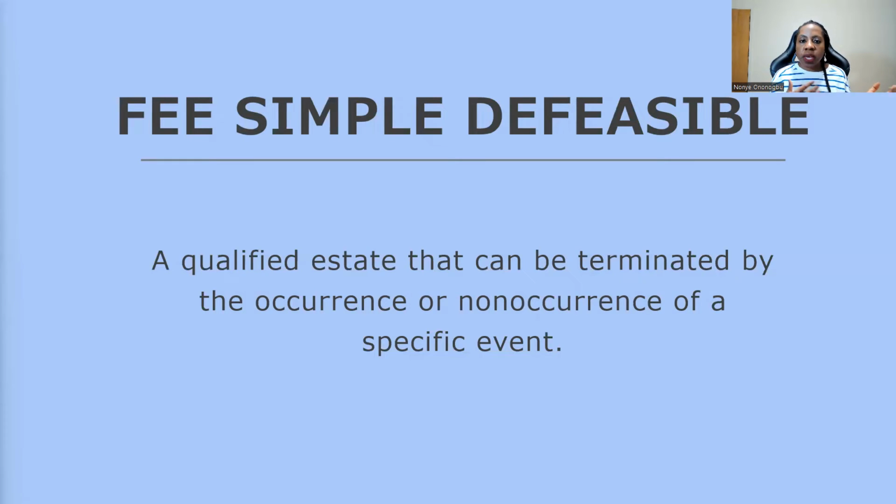For example, the ownership says you own this as long as there is no alcohol consumption on this property. Now, if there is alcohol consumption on the property, you may lose ownership. So that's the occurrence of something. Or I could say, I'm going to give you this property. It's yours as long as you're using it as low-income housing. So let's say you stop using it as low-income housing. Now you may lose ownership of the property, all right? So now the non-occurrence, you're not using it for low-income housing.